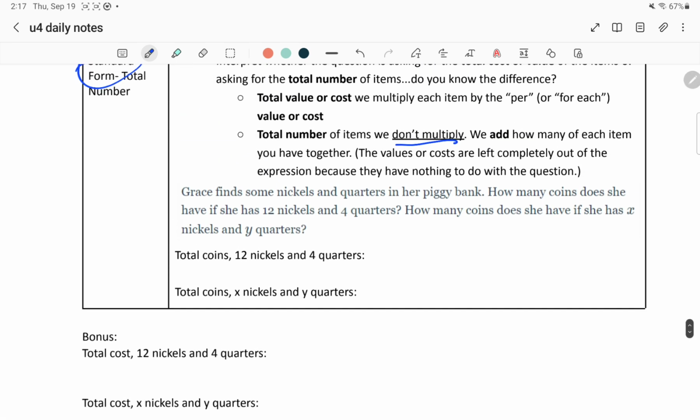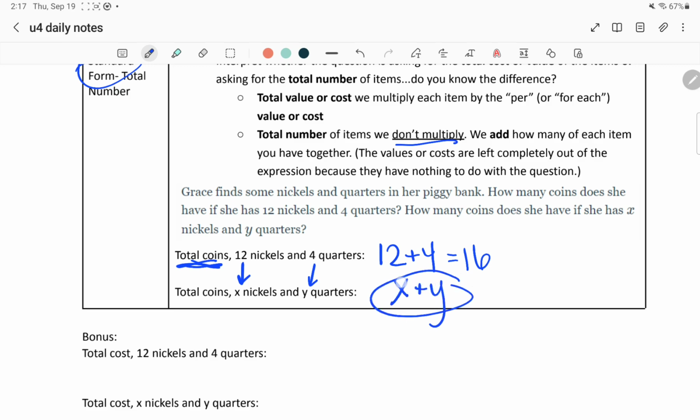Now it is asking me for the total coins. So if I have 12 nickels and 4 quarters, how many coins is that? Not how much is that worth. So what I'm going to do is I'm going to say 12 plus 4. Because that's how many coins I have. I have 12 nickels, 4 quarters. 12 coins and 4 coins. That's going to equal 16. And so instead of having to do a bunch of stuff, I can then replace 12 with X and 4 with Y. And that is what I put into Delta Math, is 16 and X plus Y.